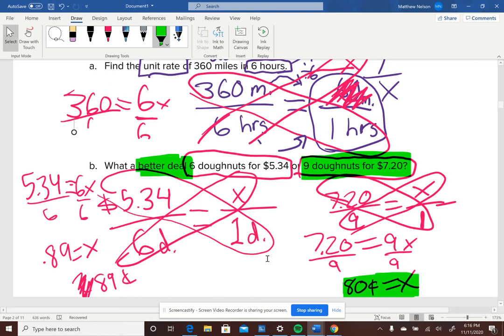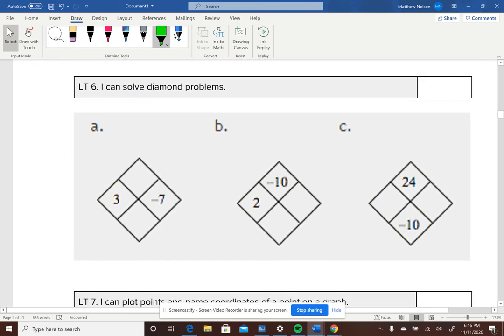All right, now we're going to move on to problem four for learning target 6. So here we're looking at our diamond problems. And we know up here we have our product, what they multiply to make, and then our sum, what they add together to make.